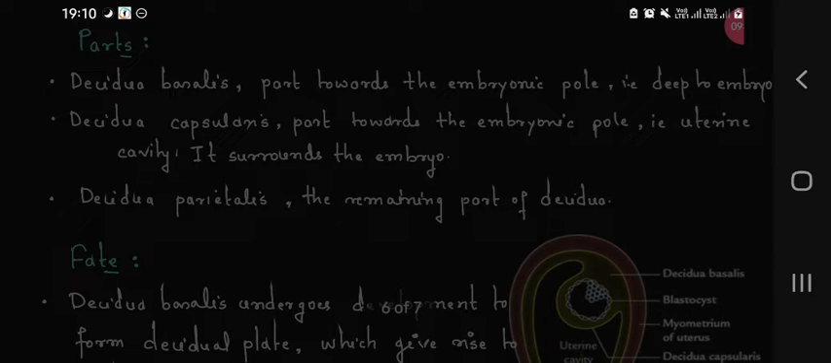Parts: decidua basalis is the part towards the embryonic pole, that is deep to embryo. Decidua capsularis is the part towards the uterine cavity, it surrounds the embryo. Decidua parietalis: remaining part of the decidua is decidua parietalis, and surrounding the embryo is decidua capsularis, and the decidua basalis is the part towards the embryonic pole that is deep to the embryo.